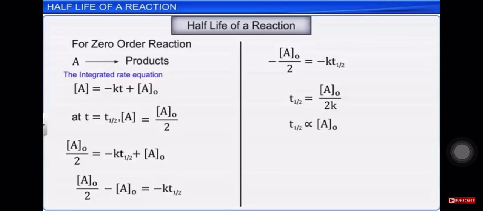For example, if I have taken 100 liters of water, and if we want to calculate its half life, listen very carefully: if this 100 liters of water is taking 10 hours to evaporate completely, and I want to calculate the half life of that, then it will be what? Half of that, 50 liters, will be completed in 5 hours, right?